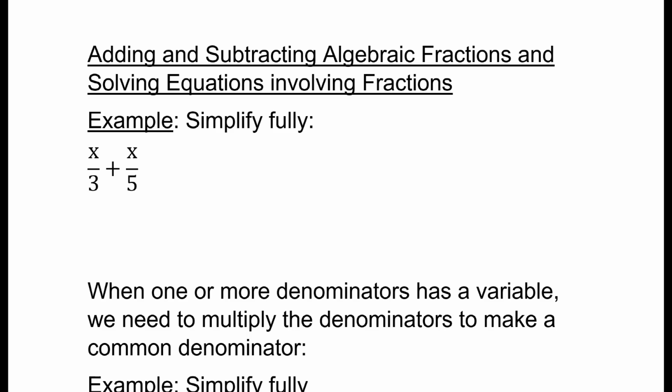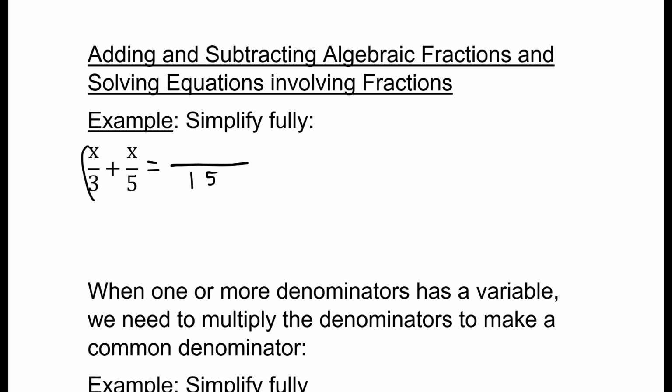To solve equations involving fractions, we need to know how to add and subtract algebraic fractions. For example, if we want to simplify the expression x over 3 plus x over 5, we need to consider how we can get a common denominator. We know that the lowest common multiple of 3 and 5 is 15, so that's going to be our common denominator. We've basically times 3 by 5, because the lowest common multiple of 3 and 5 is actually 3 times 5.